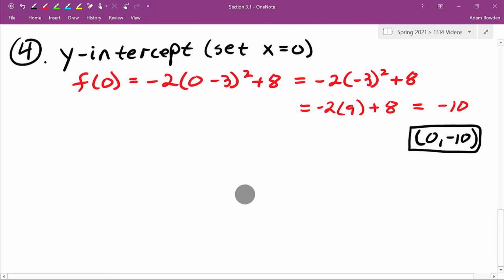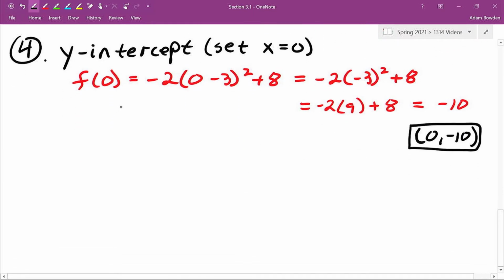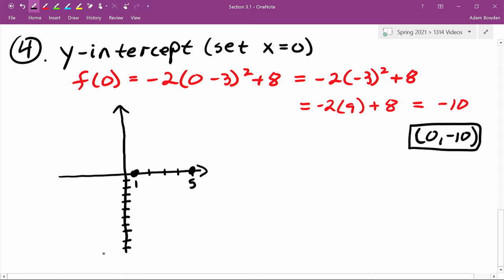Now, once we know all these things, the x-intercepts, the y-intercept, the vertex, and whether it opens up or down, we're ready to draw a sketch of the graph. We'll locate our x-intercepts at 1 and 5. Our y-intercept is down at negative 10. Down there. Our vertex was at (3, 8).